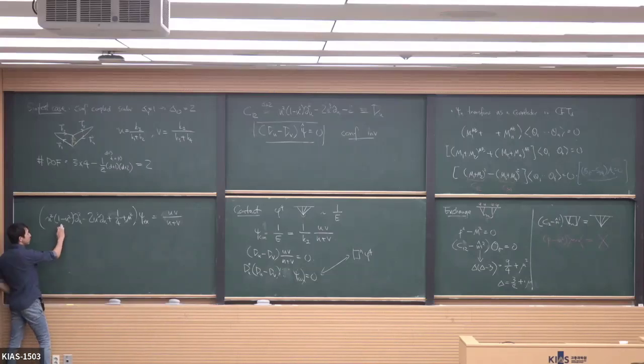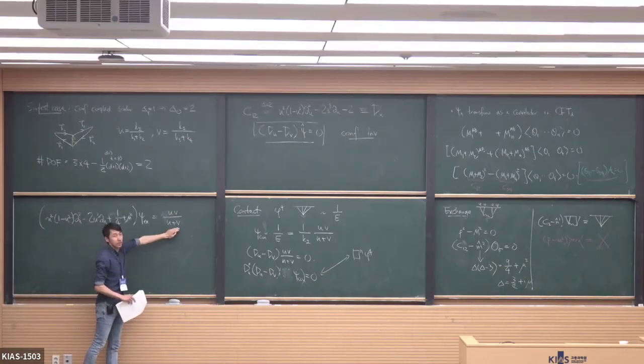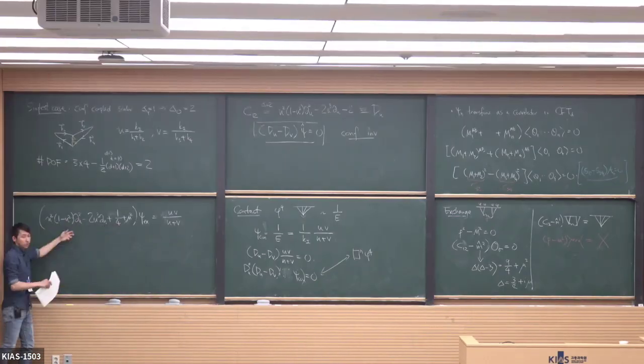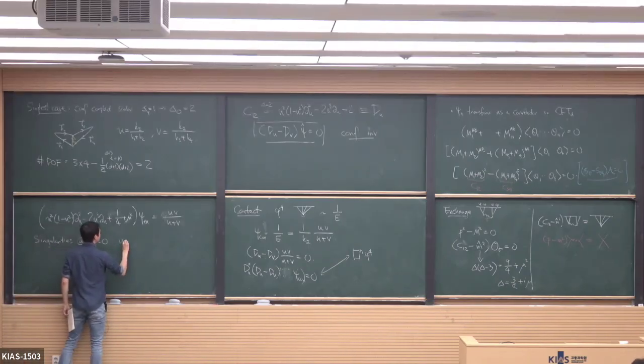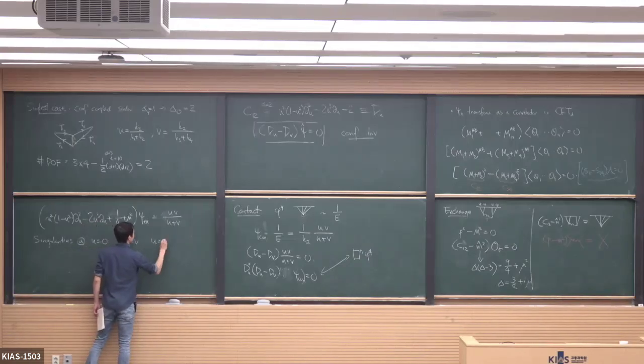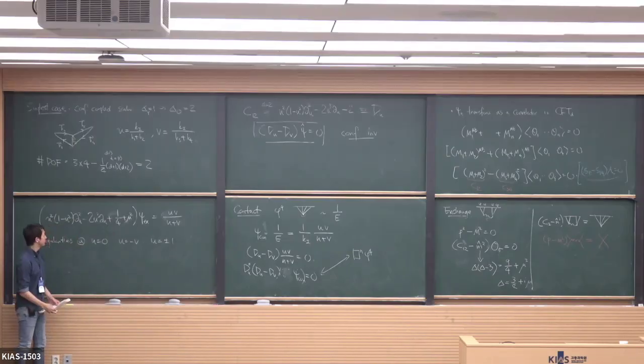So notice that this equation has several singularities, okay? For example, this equation becomes singular when you take the u going to 0 limit, or u going to plus or minus 1. Also, there's a singularity when u goes to minus v. Okay? It turns out all of these have a physical interpretation. So there are various singularities at u equals 0, u equals minus v, and u equals plus or minus 1.